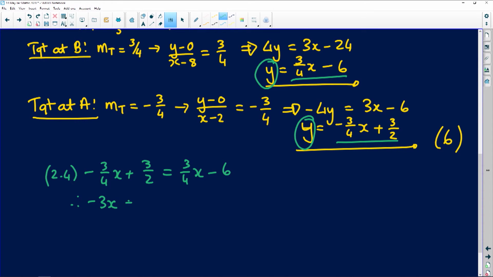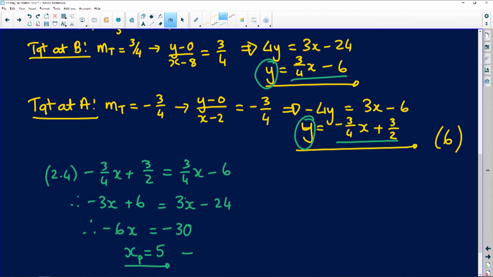If I times both sides now by 4, because the LCD is 4, I get minus 3x plus 6, which is equal to 3x times 4 minus 24. The 3x comes to the left, so I have minus 6x, and the minus 6 goes to the right. I've got minus 30, and if I divide those two by one another, I get my x value for point P, which is 5.